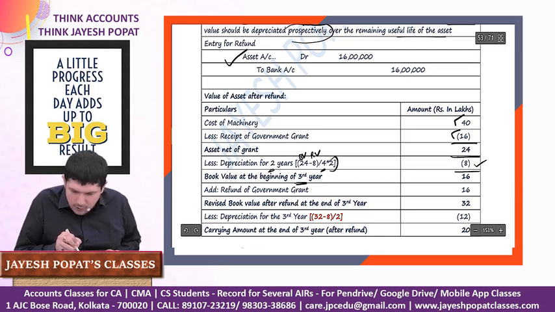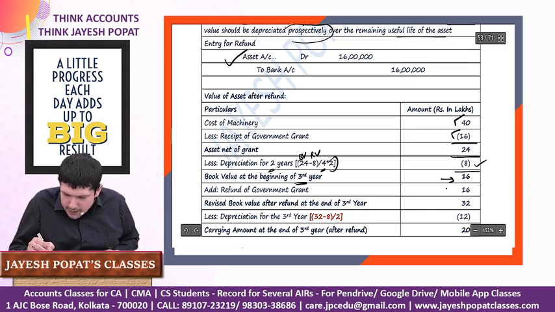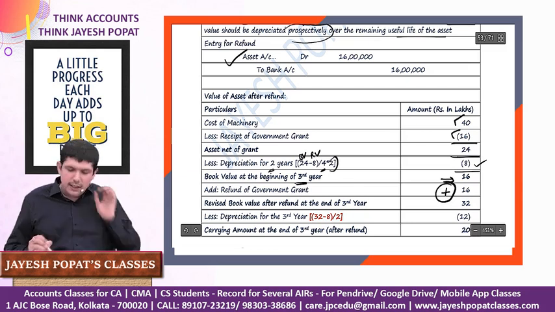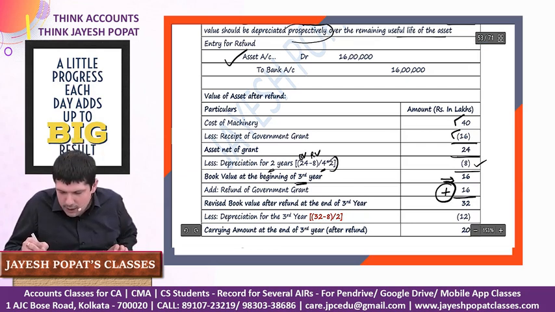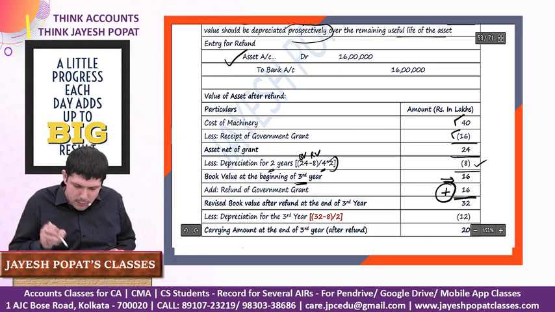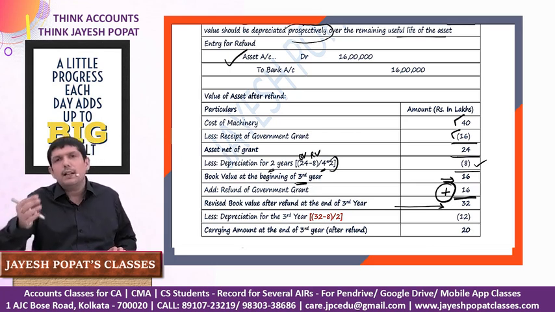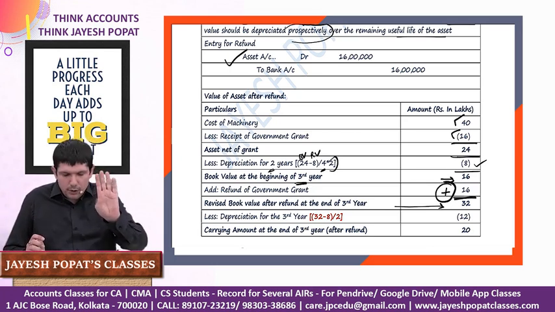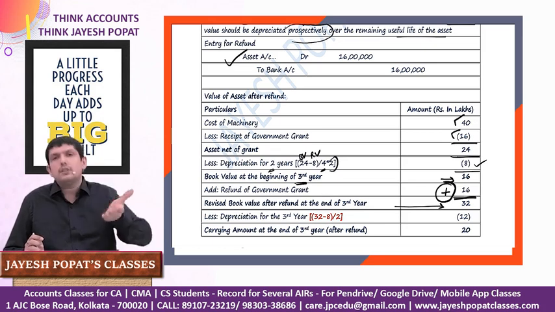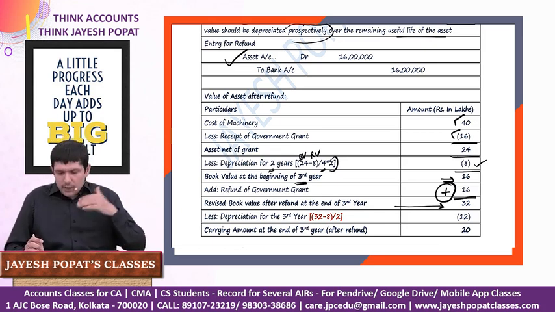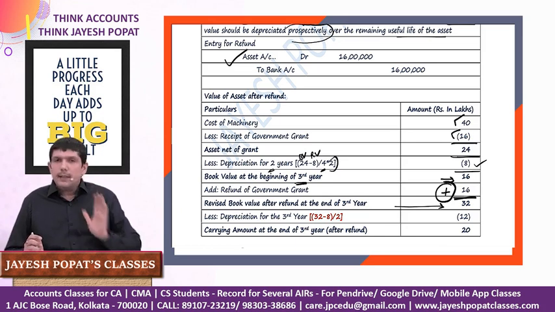Book value at the beginning of the third year is 16 lakh. We made a refund of government grant of 16 lakh. So we added this 16 lakh to the value of the asset. So the revised book value at the end of the third year will become 32. Now it says the book value has to be depreciated prospectively over the remaining useful life. Out of 4 years, 2 years are already gone. So now this 32 lakh has to be depreciated over the remaining 2 years.